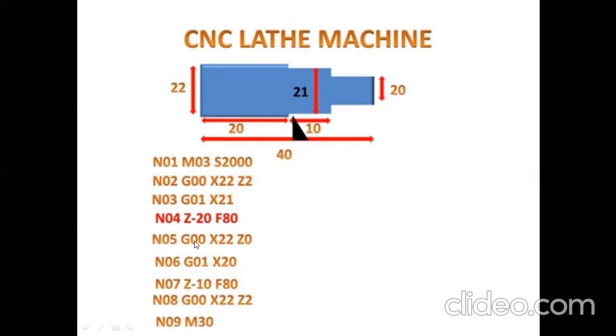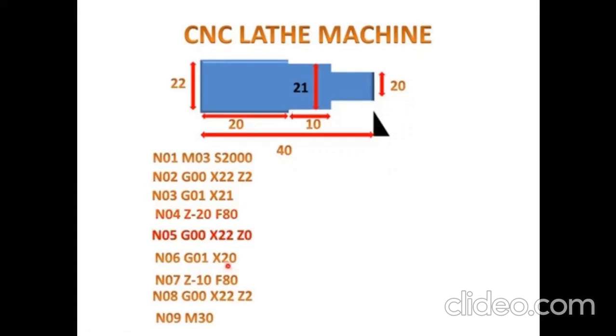So we are providing the next command N05, tool move to the working position, the initial position at this location, which is your G00. So rapid movement of the tool to the G00 working position, and its parameters are X22 and Z0. It means your tool is moved to this location, 22 mm diameter: the X parameter is 22 and Z is 0.